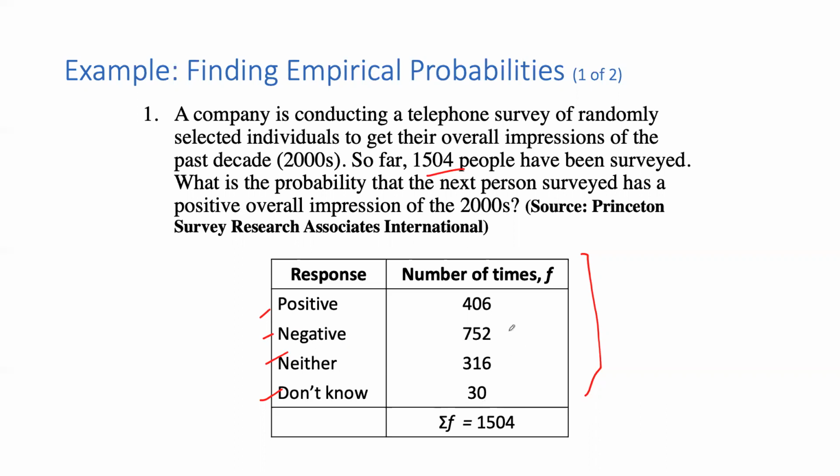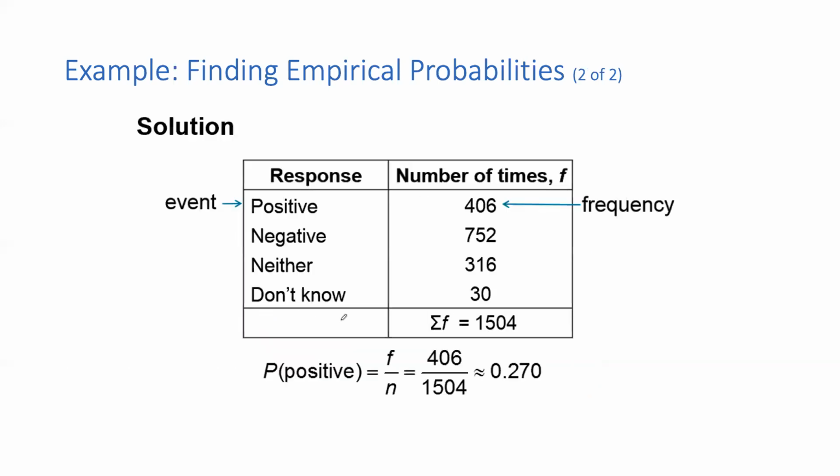Okay, so what is the probability that the next person says that they have a positive overall impression? You look at this and say, okay, the event is that their response is positive. If I pick up the phone, call someone and ask them, what do you think about the 2000s, and they say positive, then my event has occurred.